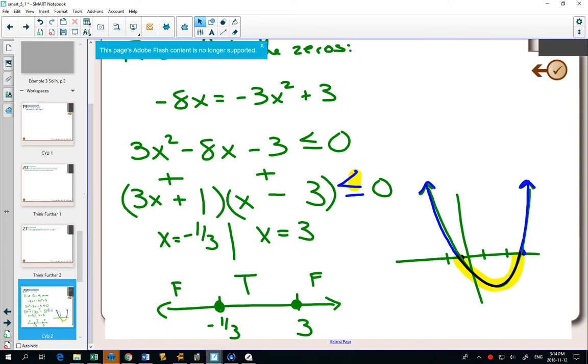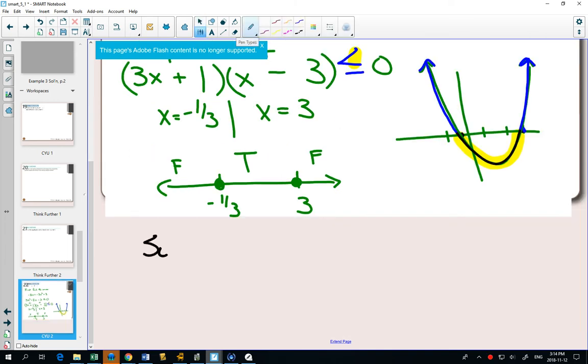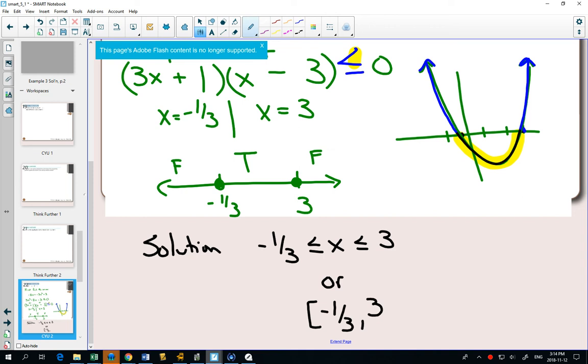So then we write our solution. And our solution in this case is between -1/3 and 3. The dots are filled in. So we have the equal sign included with them. You can write it in set notation, or you can use interval notation. So you get to choose how you want to write the solution. We use the square brackets because 3 and -1/3 are included.